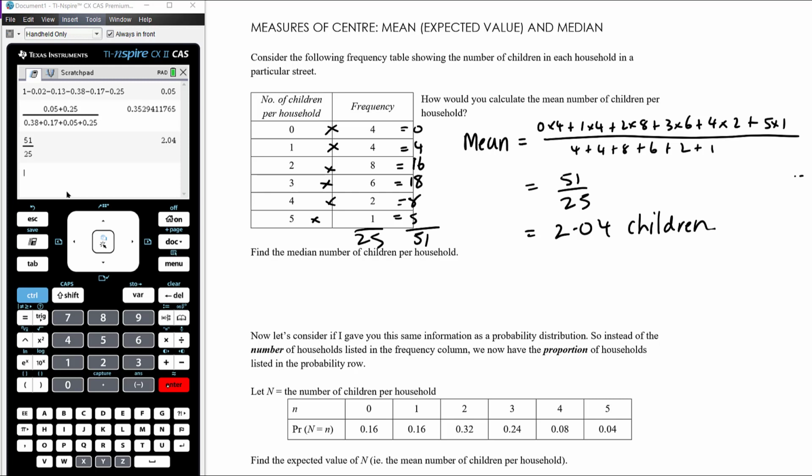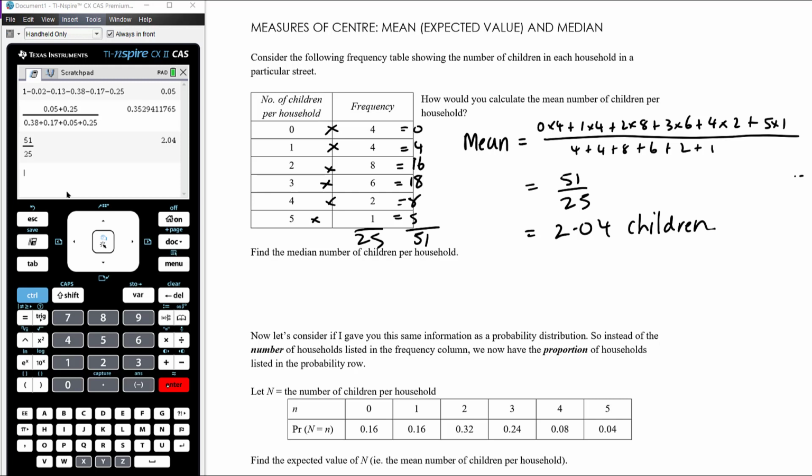I know it's impossible to have 2.04 children in a house, but the mean is still giving us a sense that on average it's a little bit more than 2 per household. The average doesn't have to be rounded to the nearest whole number just because you can't have a fractional child. Okay, so it's really important that you don't round that down to 2. Unless this question specifies that you want the mean value correct to the nearest whole number.